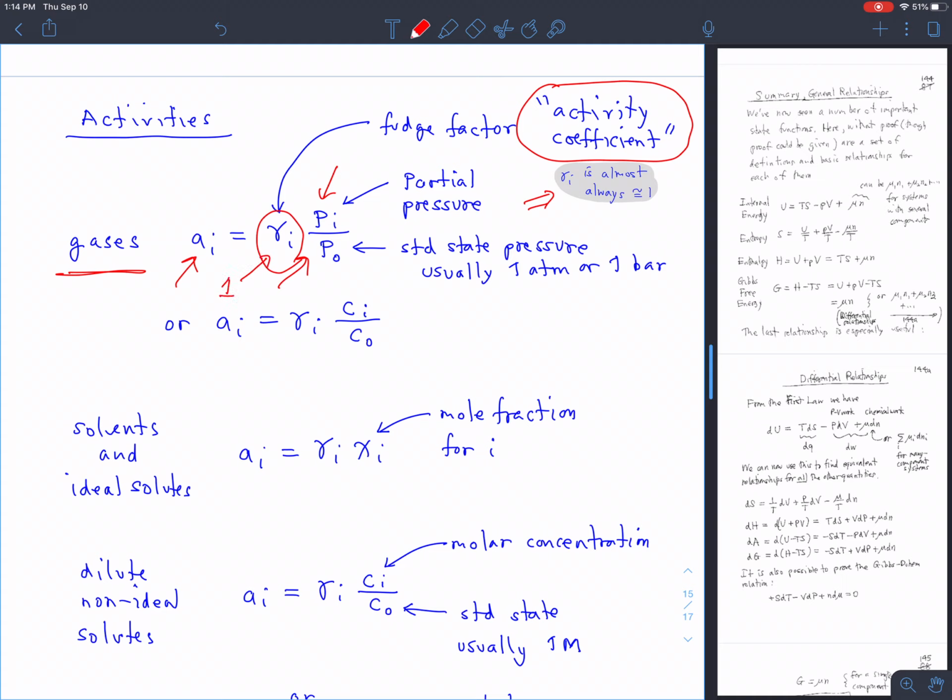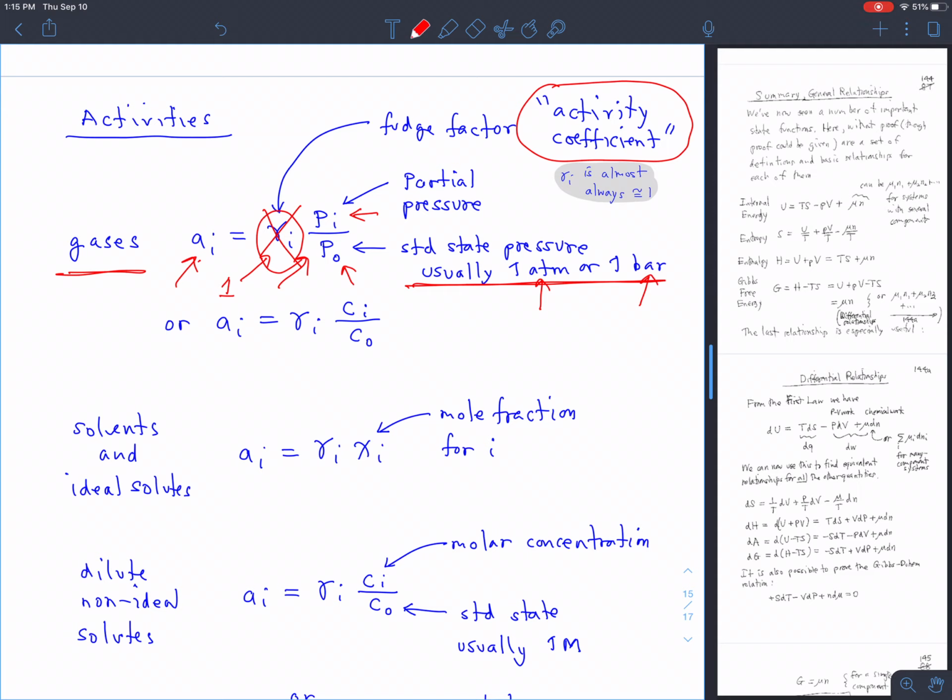If the activity coefficients matter and they're not close to 1, then I will key you in or warn you whenever that happens, because it happens rarely enough that usually I'm just going to assume them to be 1. In which case you can ignore this whole front part here. The activity is then basically just the partial pressure divided by the standard state partial pressure, and usually the standard state partial pressure is 1 atmosphere, or sometimes 1 bar, which is almost the same thing as 1 atmosphere.